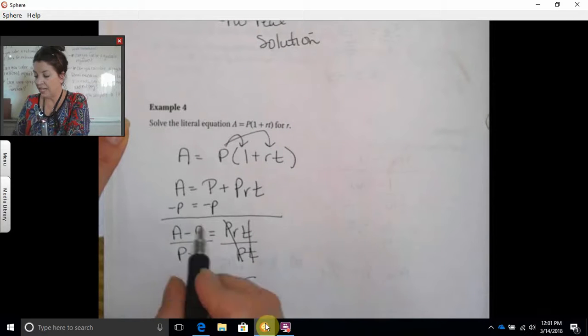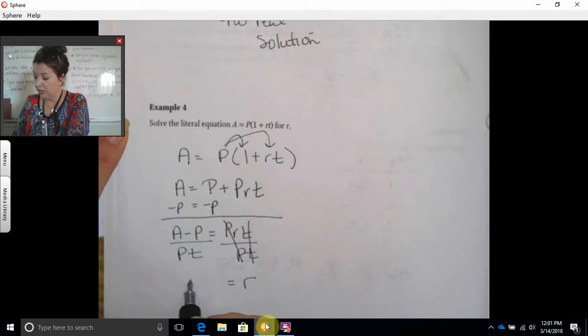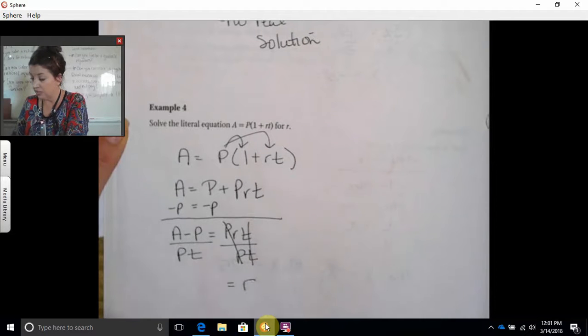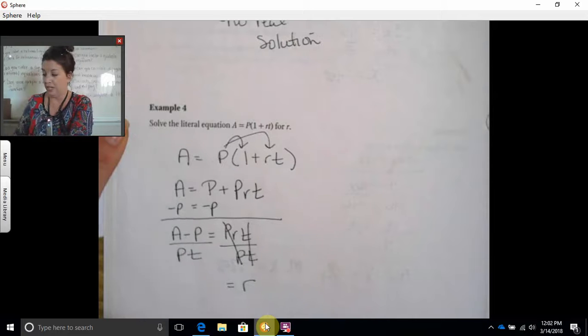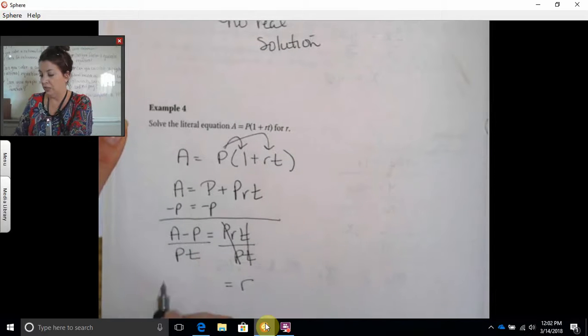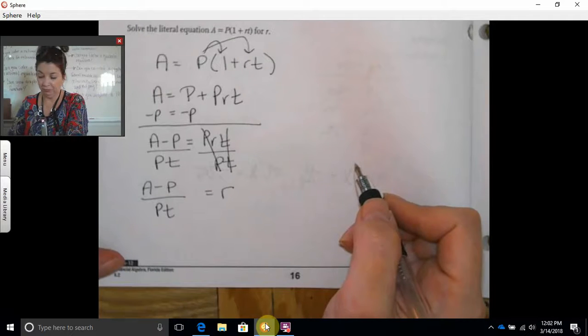On the left side, I can't cancel these P's because I have a binomial and a monomial. You can't just pick out parts. If they were both monomials, like this was, that's a monomial, you can just cancel out certain things. But a binomial can only be canceled with another binomial. So I can't just cancel out those P's. So I literally have A minus P equals P divided by T. I'm sorry, P times T.